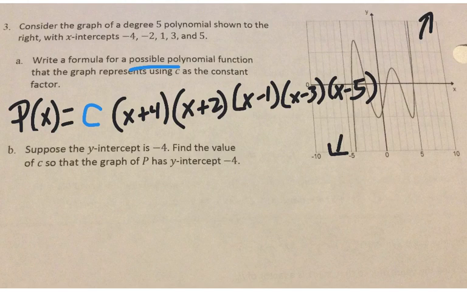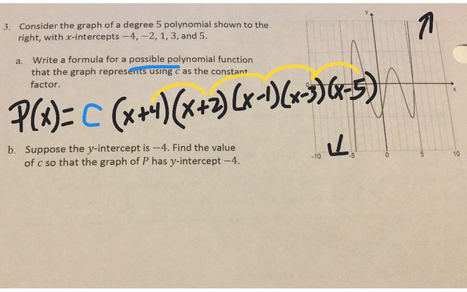Anyways, B, suppose the y-intercept is negative 4. Find the value of C so that the graph of P has a y-intercept at negative 4. So we know how to check the y-intercept. We just did it previously. If I multiply all of the constants, they want that to be negative 4. Well, what if it's not negative 4? Well, good news. I can choose any C I want to, because C has to also be multiplied to the values. And so I can change the C to give me a y-intercept of negative 4.